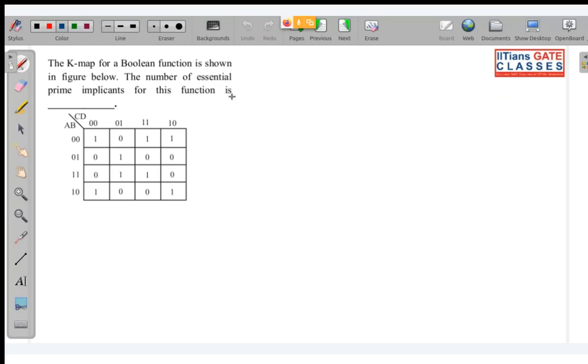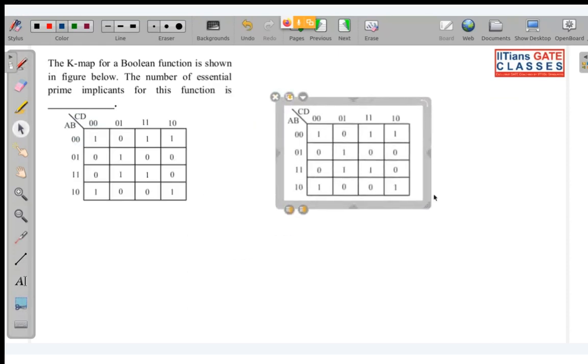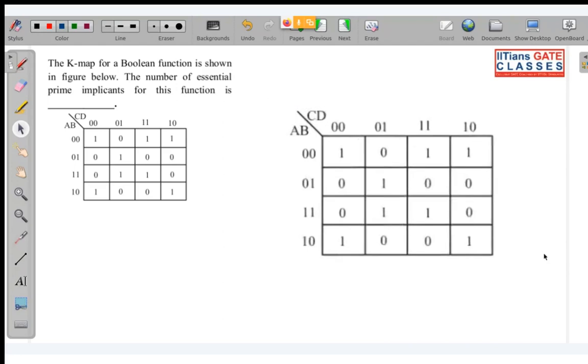What are we getting as answers? So here essential prime implicants are asked of us. Okay. So look very carefully. Essential prime implicants are those prime implicants which have only one option to group.